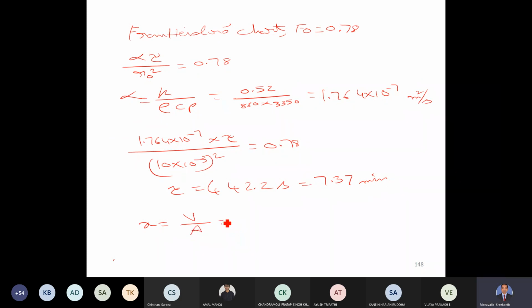Okay. For a cylinder, volume is pi R square L, right? Yes, sir. Divided by area, what's the area? 2 pi R L. Okay, so you have R by 2. Okay. All right, sir. For a sphere, it is R by 3.